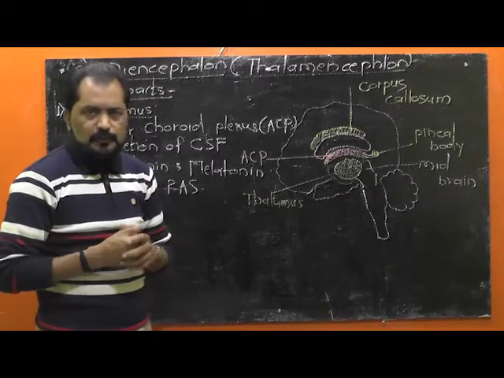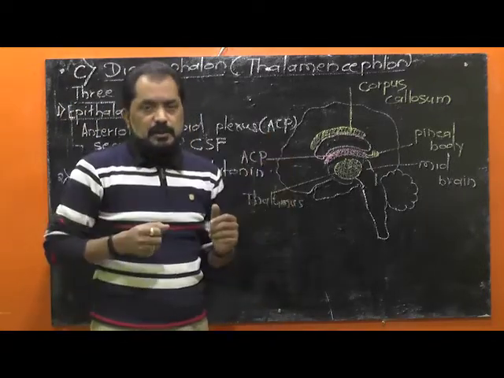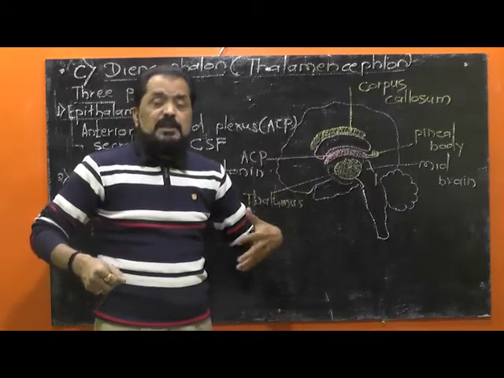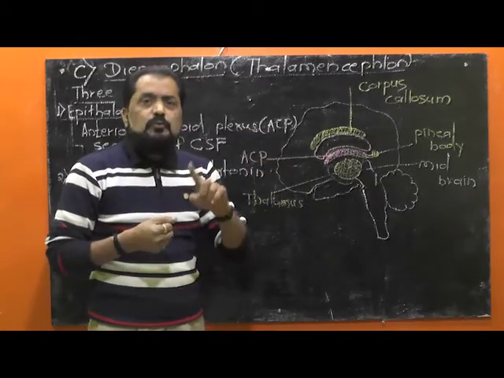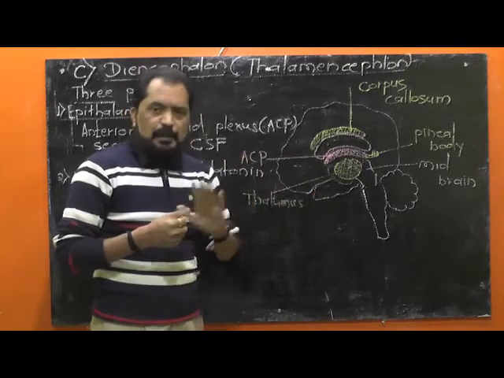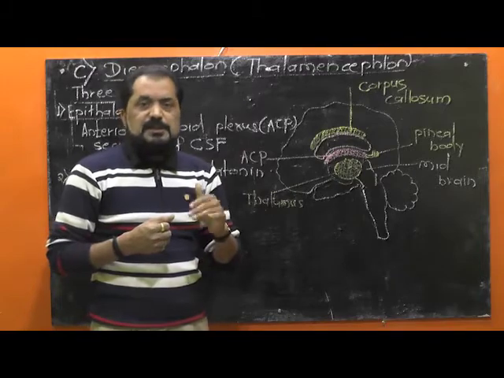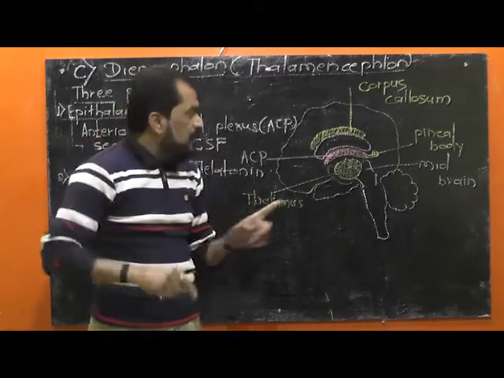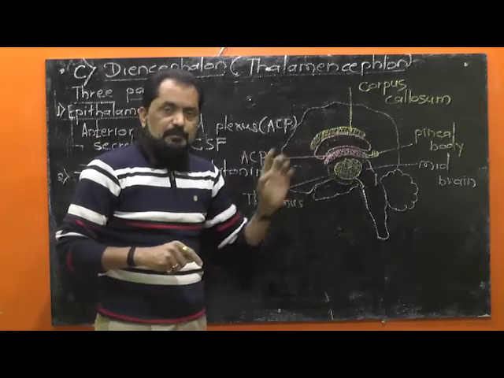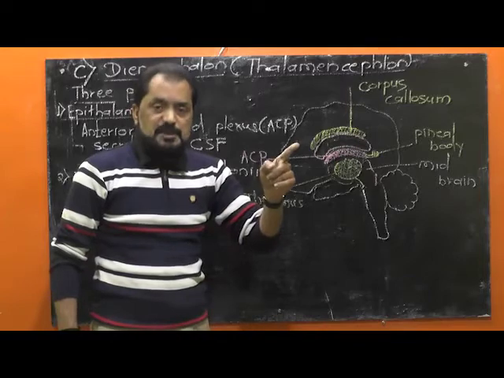Why is this so? Because all the different sensory stimuli, all the different sensory impulses coming from different body parts have to pass through the thalami. In the thalami, its analysis, its interpretation is carried out and then they are directed to different parts of the cerebrum, to different centers present on the cerebral hemispheres.